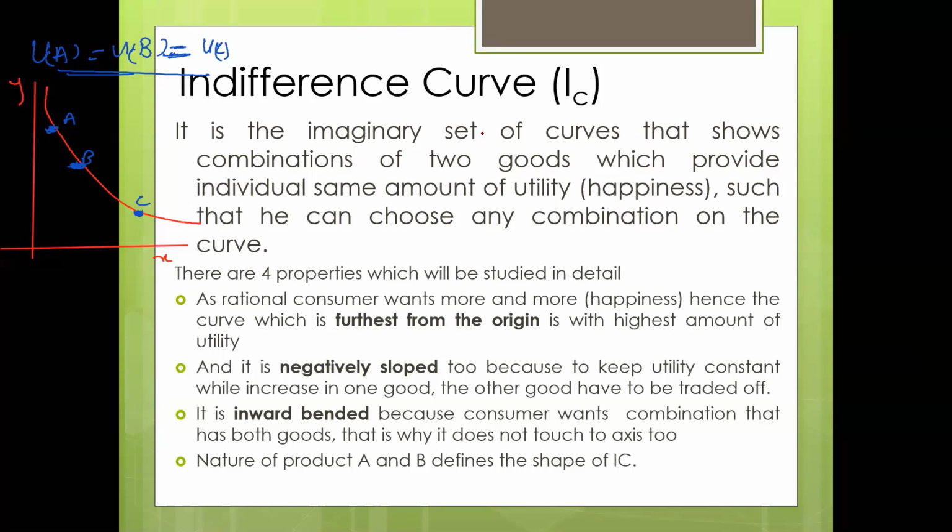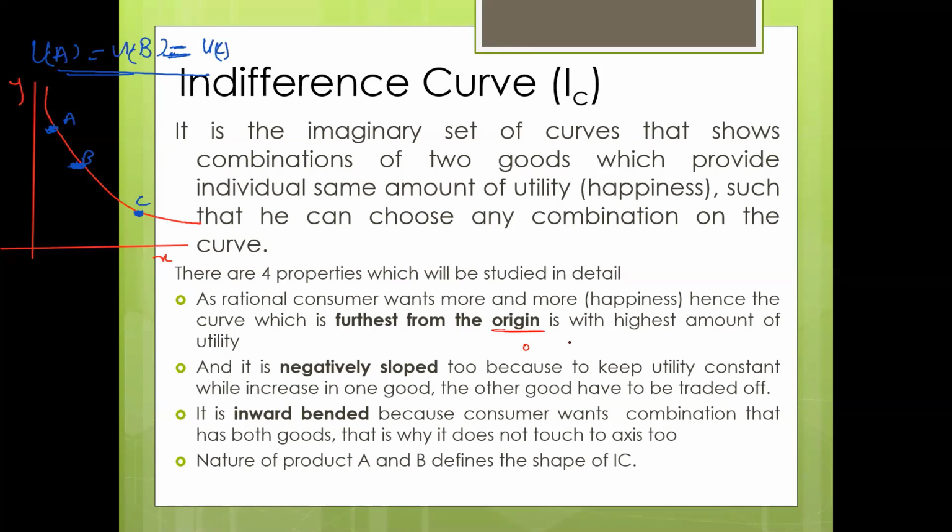There are four properties that we'll discuss in detail in this chapter, and a few of them are already discussed. The first property is that a rational customer wants more and more happiness. Hence, he is happier on the curve which is furthest from the origin, the zero point, the one with the highest amount of utility. So he wants to climb onto the highest curve. We already discussed this.